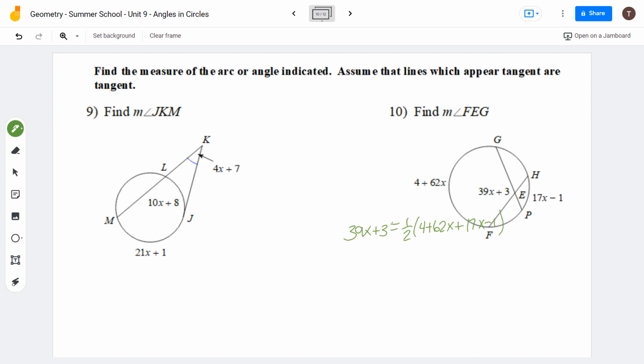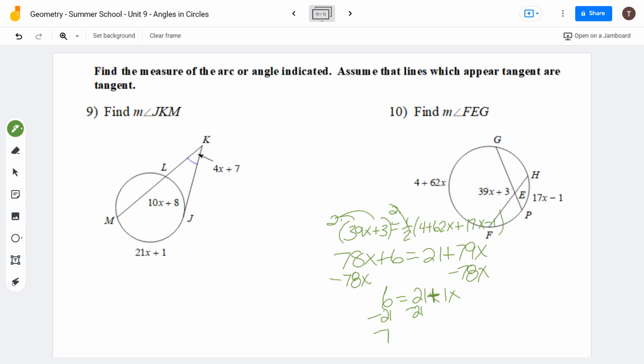Okay? So because there's x's on both sides, it doesn't really matter how you get rid of the half, if you multiply this side by it or if you go ahead and multiply by 2 on both sides. But I have to remember that I need to multiply both of these things by 2. So that would give me 78x plus 6. I combine like terms in here. Okay, now I need to move all my x's to one side. So I get this. That should be plus 1x. Subtract my 21, and I get this.